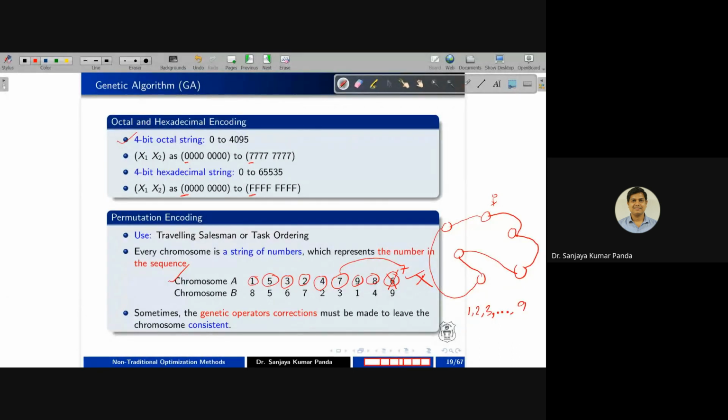So genetic operator corrections must be made to leave the chromosome consistent. If there is any problem, you have to make genetic operator corrections. For example, here, if 7 is repeated twice, you have to replace it with 6. Otherwise, you have to discard this chromosome from your initial population. So irrespective of anything, you have to find that it is a valid chromosome. Otherwise, it is not going to be accepted.